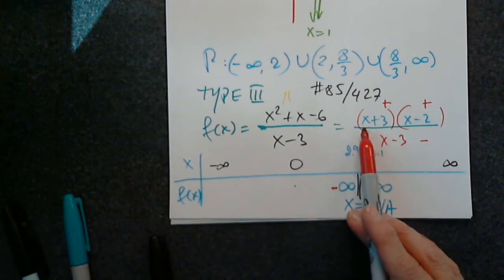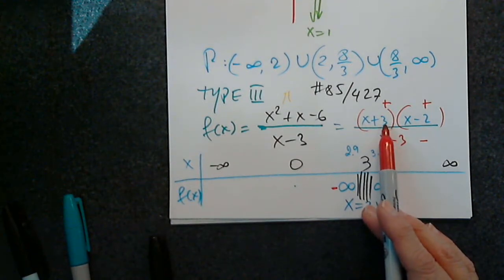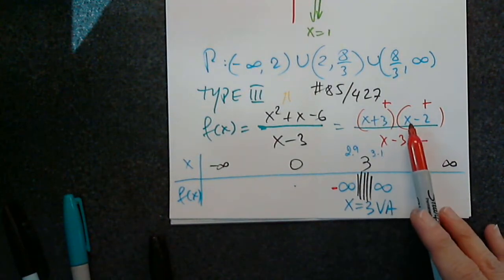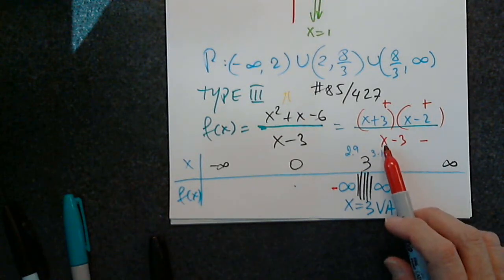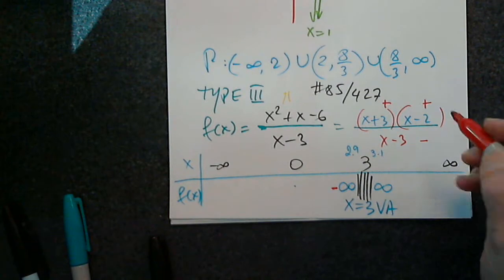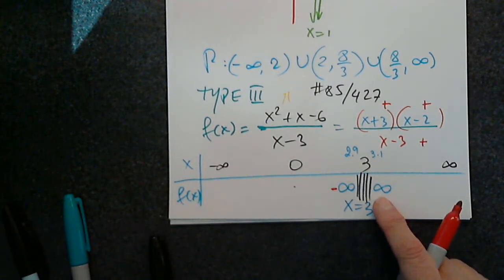When I plug 3.1 in x plus 3, what do I get? Positive. When I plug in 3.1 in x minus 2, and when I plug in 3.1 in x minus 3, positive. What will be the sign on the right-hand side of the asymptote for sure? That's it.